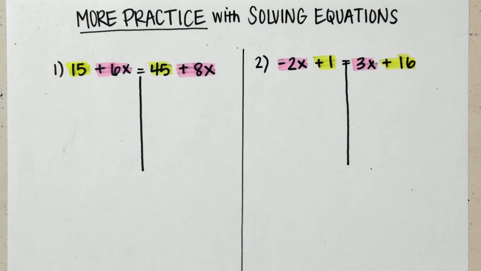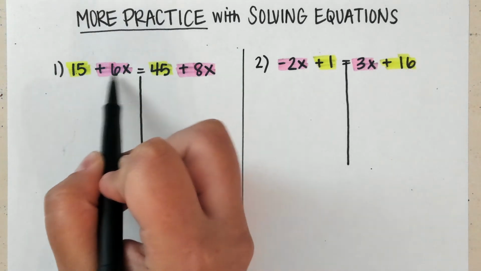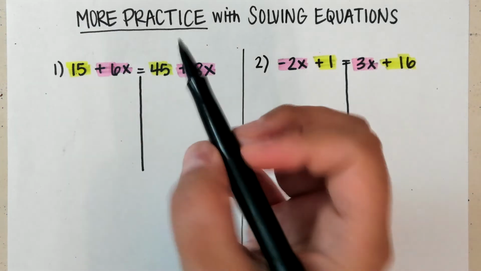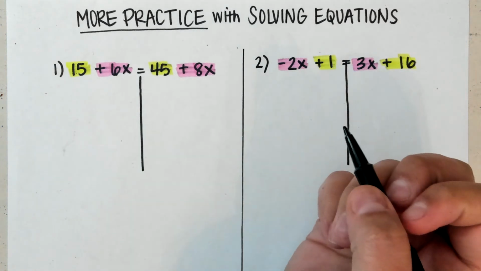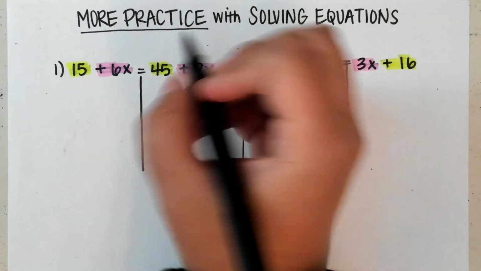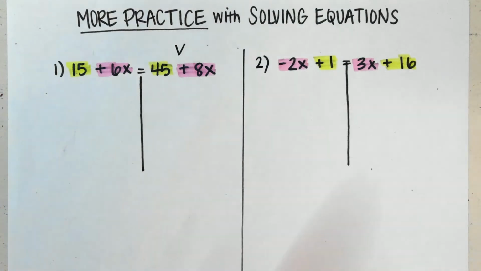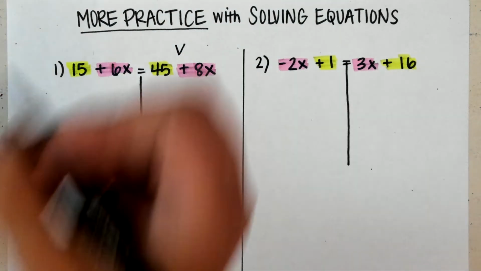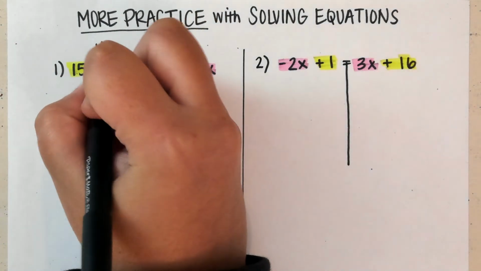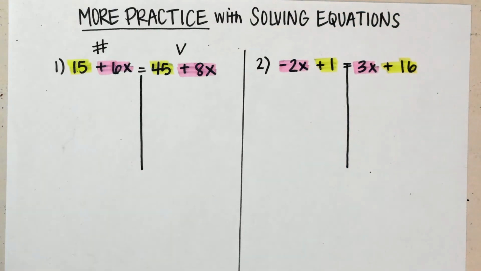So the first step is to label our sides. One side is going to be the variable side, and the other side is going to be the number side, which are the numbers without variables. So let's look at our variables. We have a positive 6x and a positive 8x. The 8 is bigger, so I know that the right side is going to be my variable side, and the left side is going to be my number side.